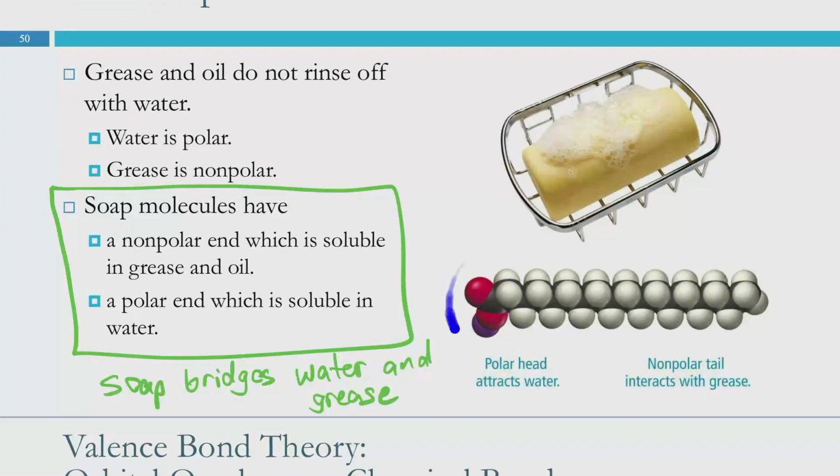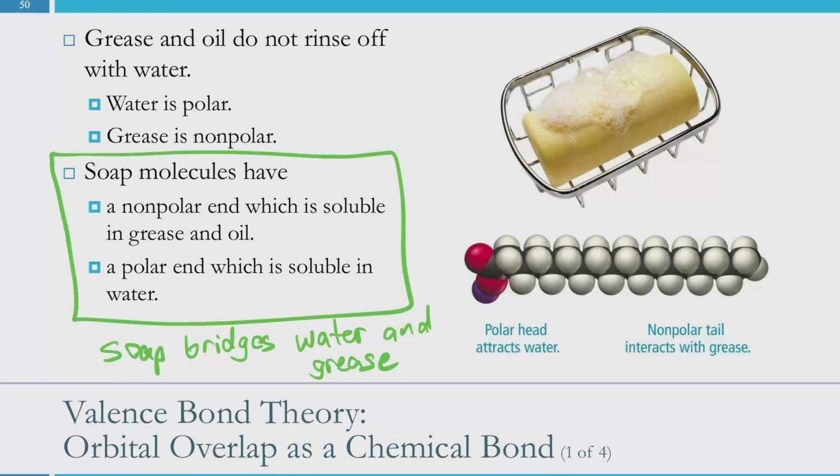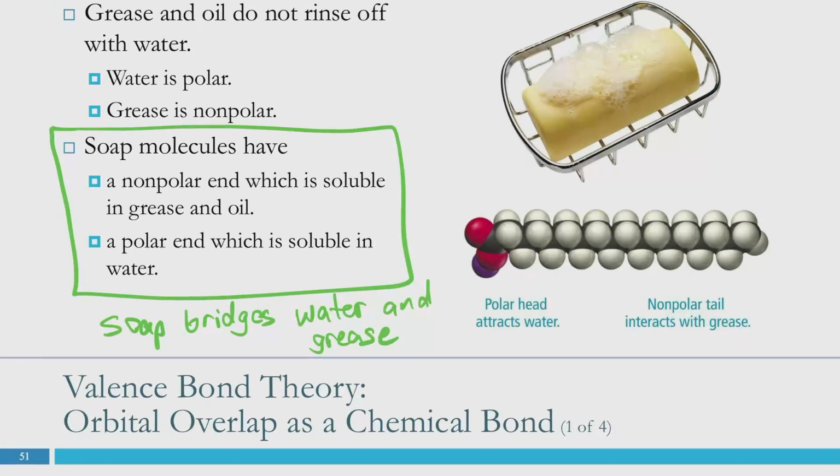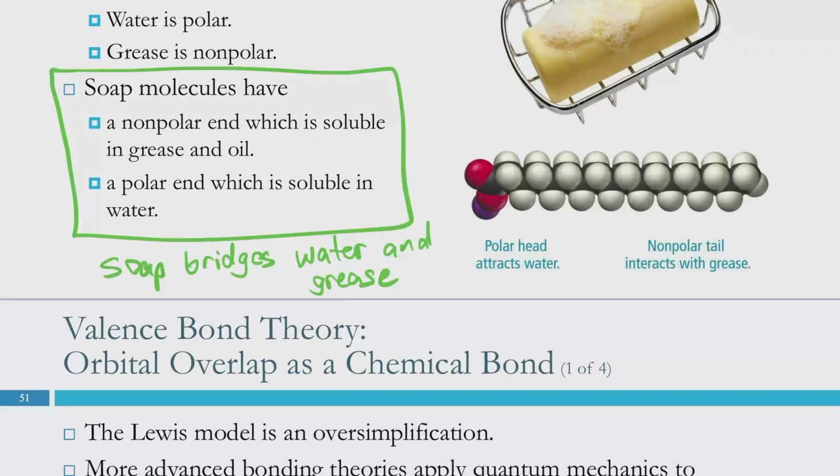So it's got the part that connects to the water, it's got the part that connects with the grease or the other nonpolar things. This is why if you try to wash grease off your hands with just water, it doesn't work very well. But you add soap in the mix, and boom, magic. There's lots of different things that have soap-like properties. It's just the general having a polar head and a nonpolar end as well. Questions about polarity so far?